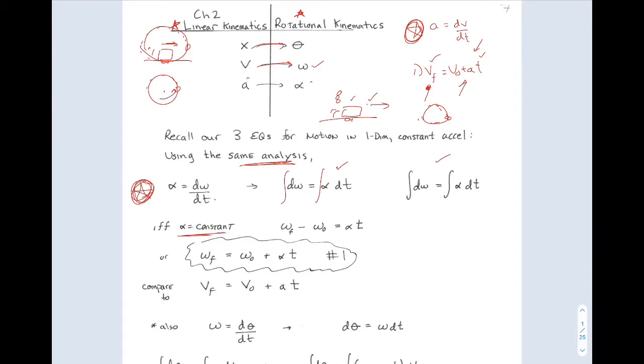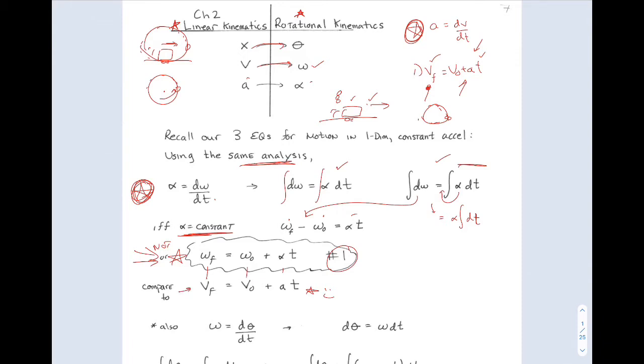So if the angular acceleration is constant, alpha comes outside, and I integrate dt. So I have the integral of d omega, which is omega final minus omega initial. The right side integrates to alpha t. Solve for omega final, and that's equation 1. It looks just like that. So that's why, if you look on the equation sheet, that one's not on the equation sheet, but that one is.